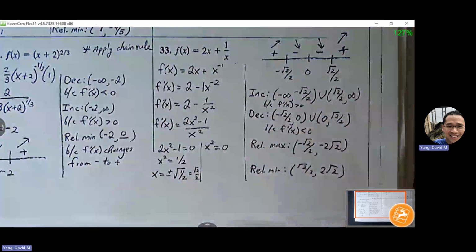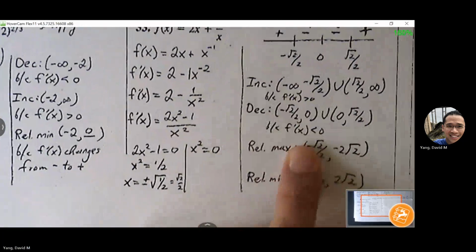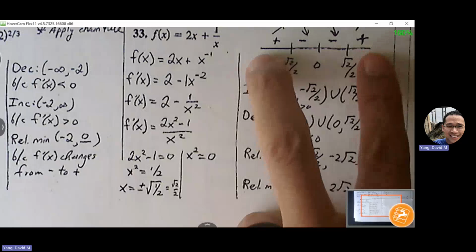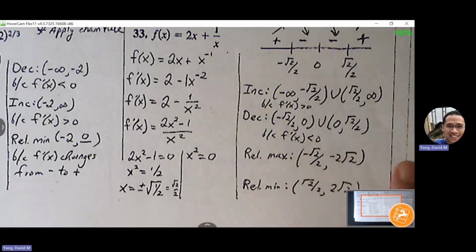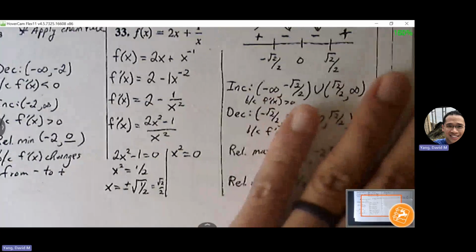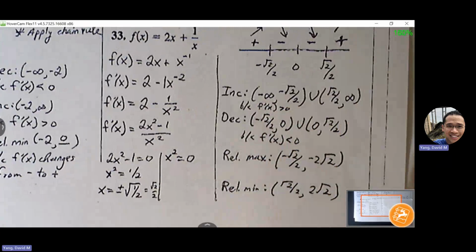And I didn't include the because statements, but increase in these two subintervals, decrease in these two subintervals, relative max because f prime changes from positive to negative, relative min because f prime changes from negative to positive.